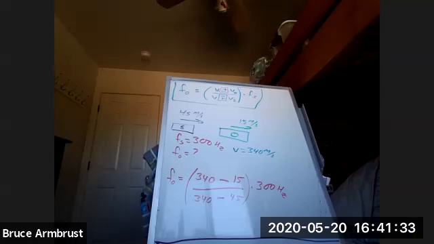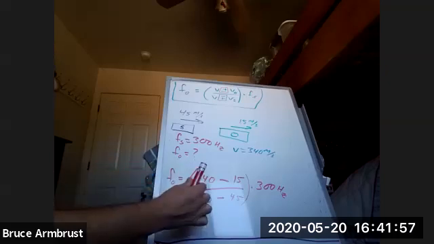Okay, well, now we're ready to actually calculate what this new frequency is going to be. So if you take the difference, 340 minus 15, that's 325. We're going to divide that by 295, which is 340 minus 45. And then multiply that by the 300 hertz. And I get 330.5.